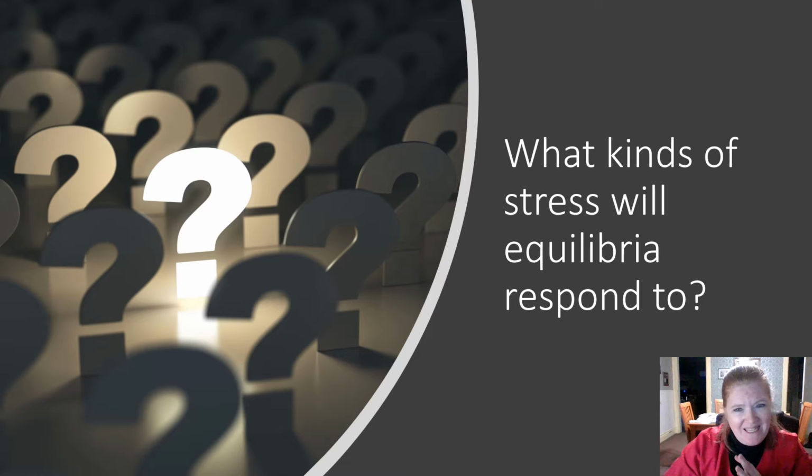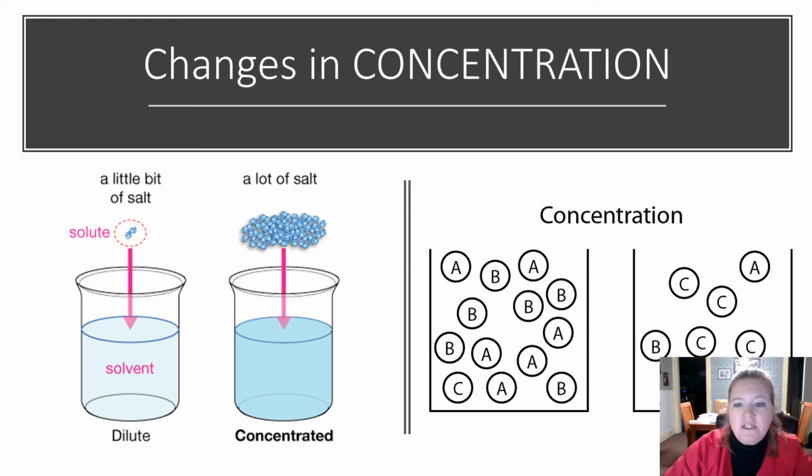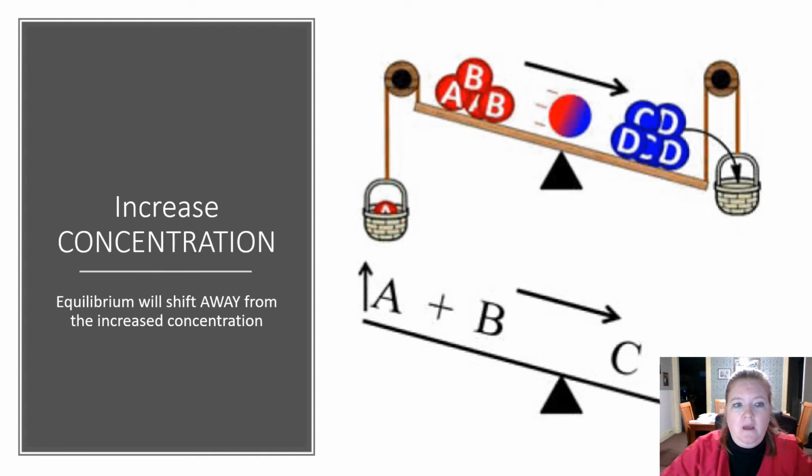What kinds of stress will equilibria respond to? First is changes in concentration. If we have more of a reactant or more of a product, as an example, or less. So changes in concentration, that's one way. If we increase the concentration, the equilibrium will shift away from the increased concentration.